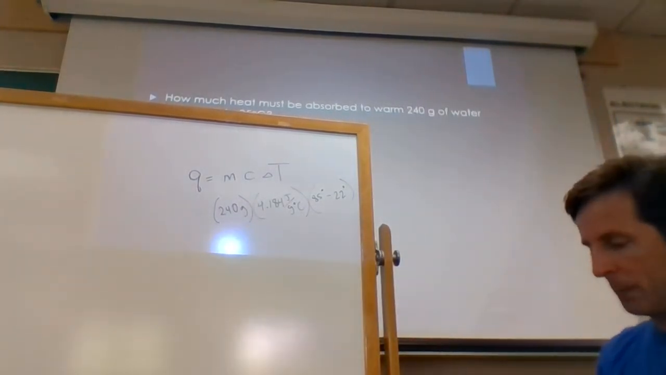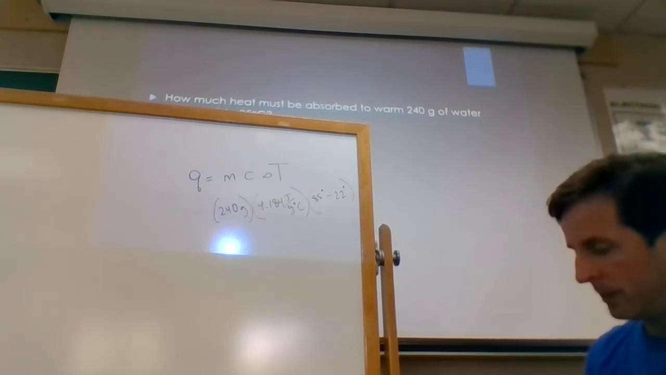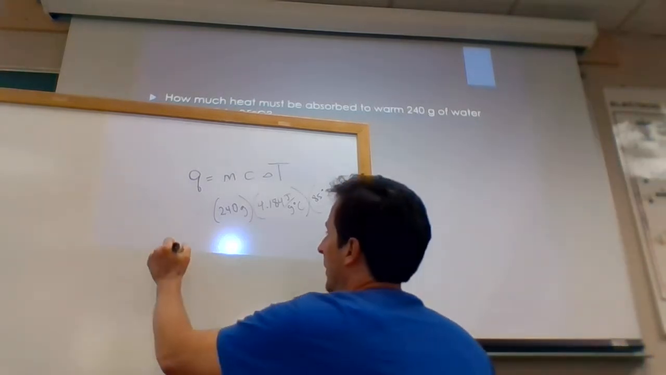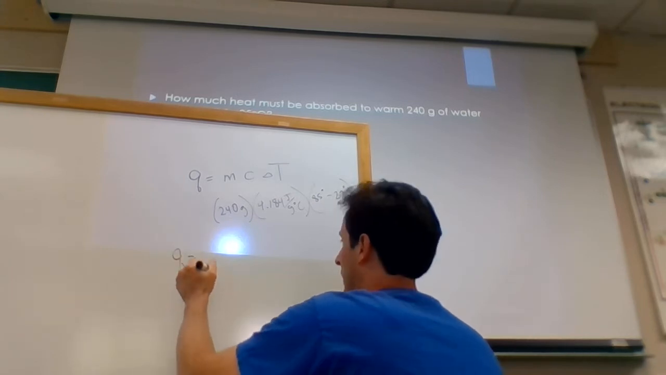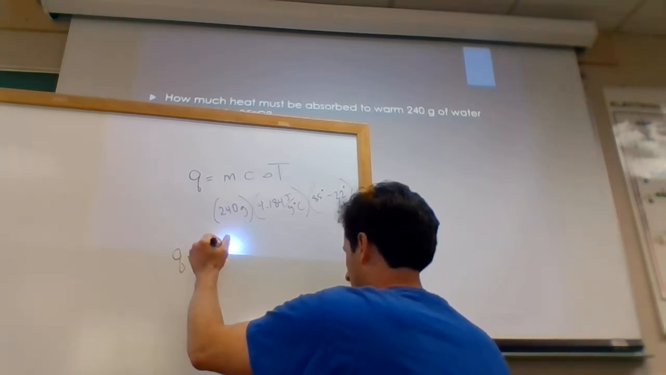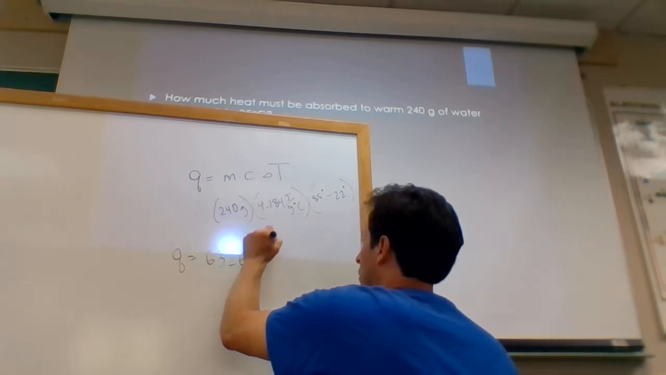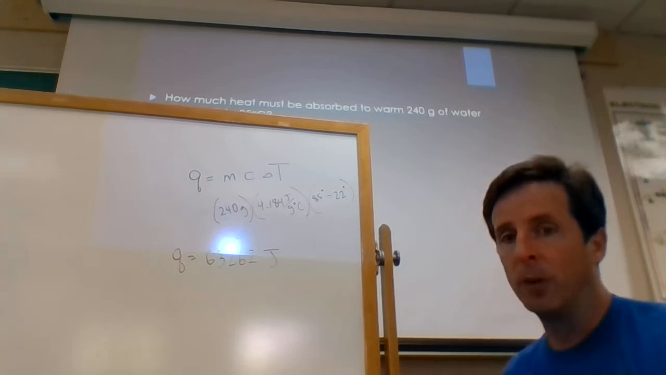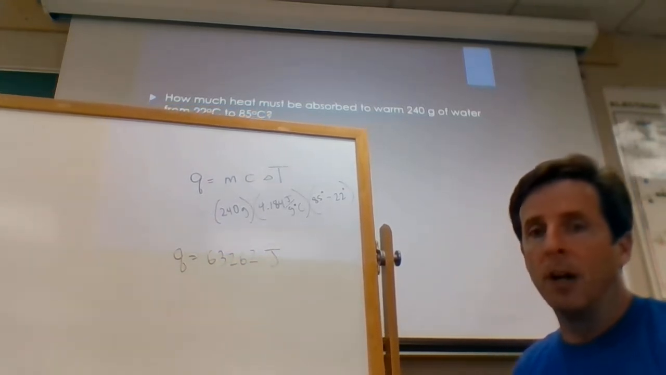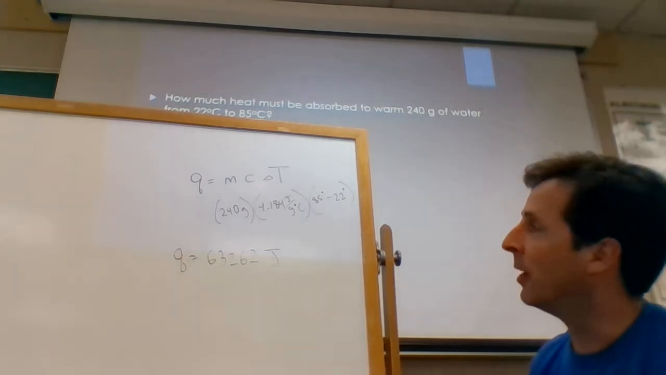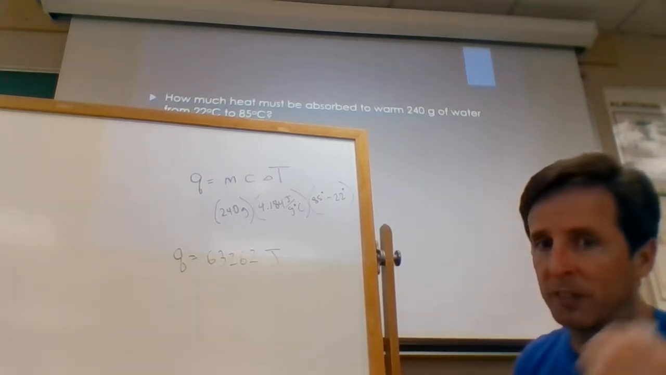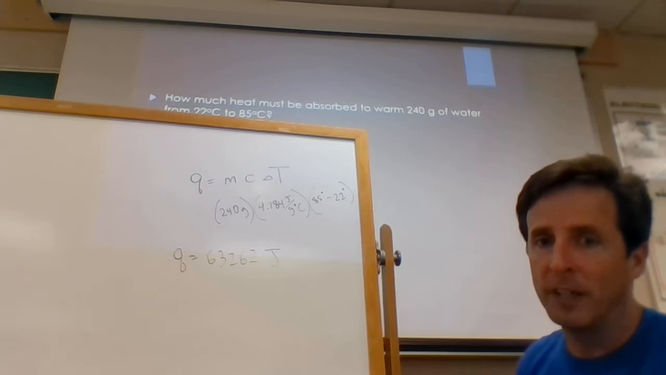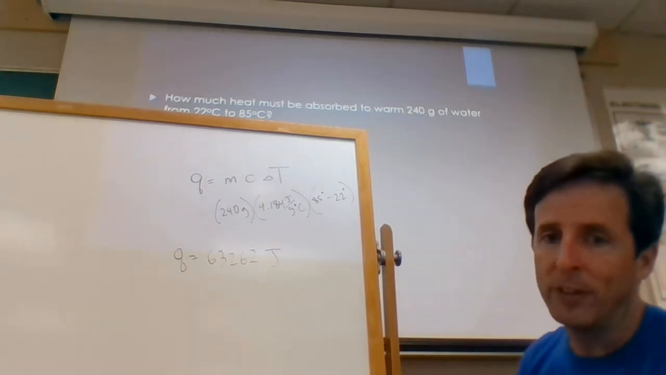Now this is going to be a big number, 240 times 4.184 times 63. All right, so the number that I got, Q equals 63,262 joules. Now, a couple of things. Number one, sig figs. If we look at this number, it obviously has too many sig figs. The numbers provided in the problem, I think, had 2 sig figs each. So my answer ought to have 2 sig figs. That would make me round this to 63,000.